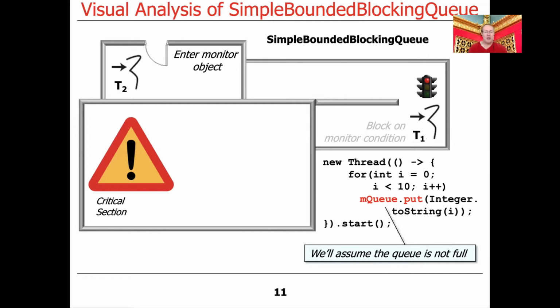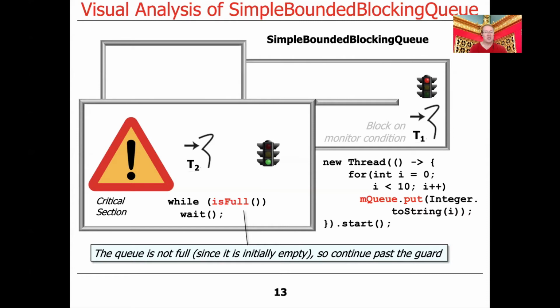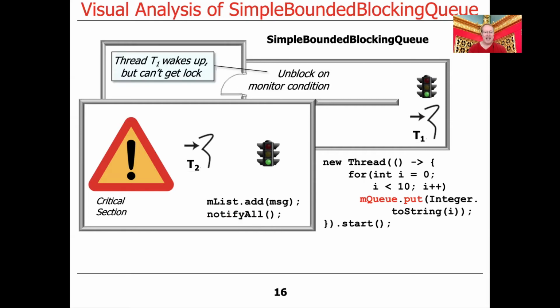So the first thing we do is we'll go ahead and enter the monitor object. It'll acquire the lock because there's nobody there, because the other thread released the lock when it went to sleep, parking on the condition. And then it's going to do its guarded condition check. So while the queue is full, we're going to have to wait. Well, the queue is initially empty, so that condition will not be true. So we're going to continue right past the guard. And we go ahead and add the message to the end of the list. And then we call notifyAll, because again, there's only one monitor condition, and we have to wake everybody up. And then they'll go ahead and use their guard to check whether or not their condition is satisfied.